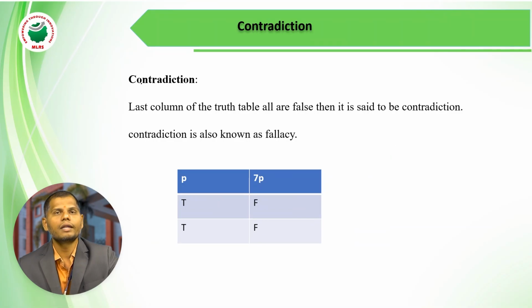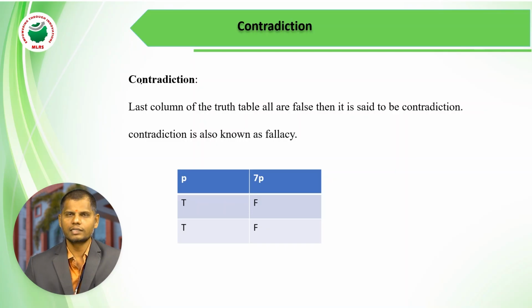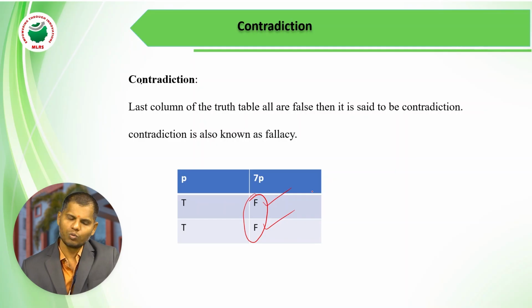Next one, contradiction. If in the last column of the truth table all values are false, then it is said to be a contradiction. Contradiction is also known as falsity. So this is called contradiction.